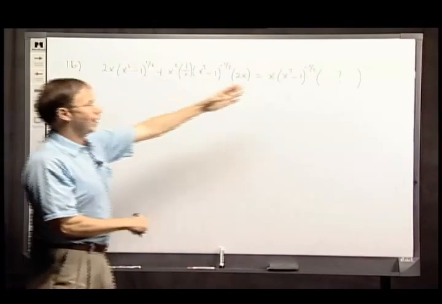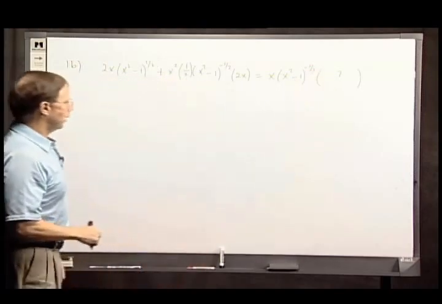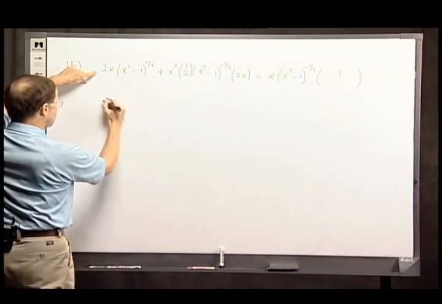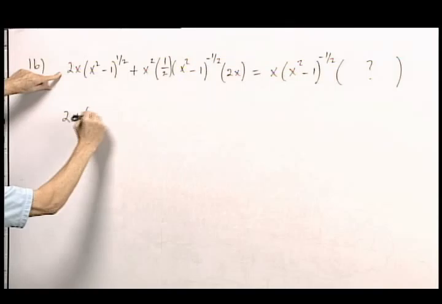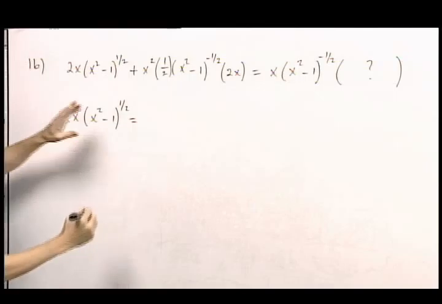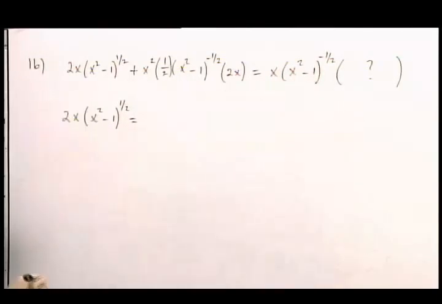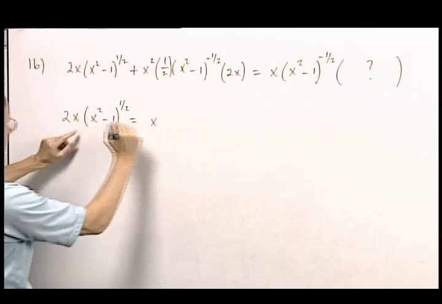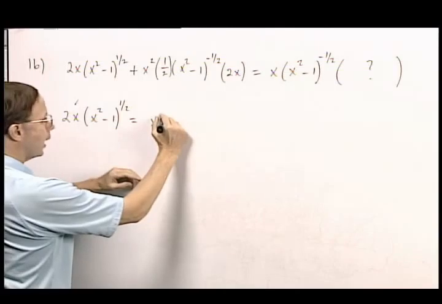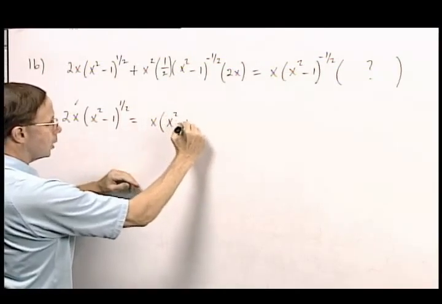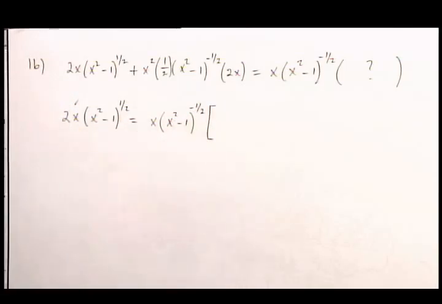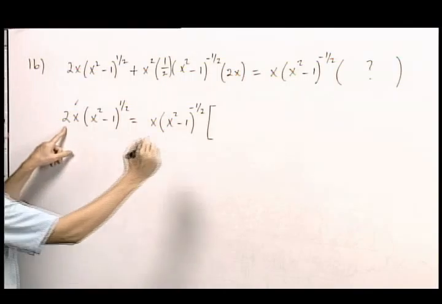Okay, now what are the missing ingredients here? I've taken all the common factors. Let's look at what this guy turns into. 2x times x squared minus 1 to the plus 1/2. Okay, I'm looking for what's missing from this factor. I've got the x, so the x is taken care of. The 2 is not taken care of yet, but I'll need it. x squared minus 1 to the minus 1/2. All right, now what goes in here? What's missing? Of course, the 2 factor is missing.